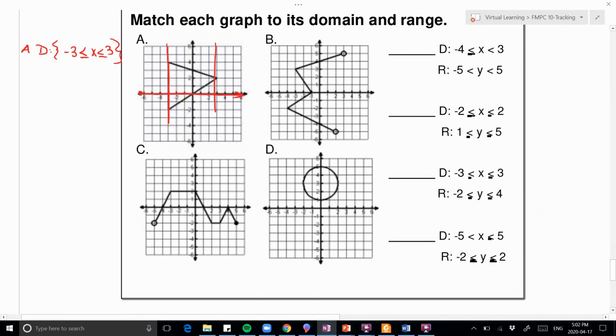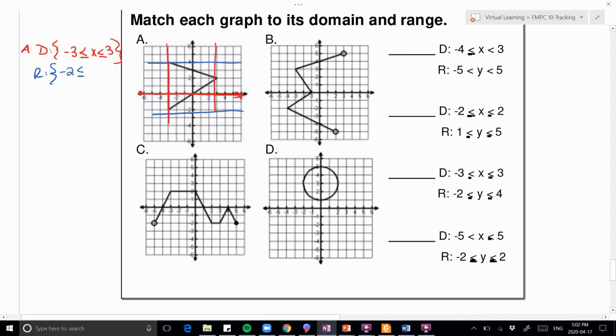Right, and for range, so do we see that anywhere? Yeah, we don't have to do range, we see it right here. So that's okay, we're going to do range anyways. So range, bottom, and top, right? That's where it hits, so our range is going to be -2, and it's going to be part of the data set.